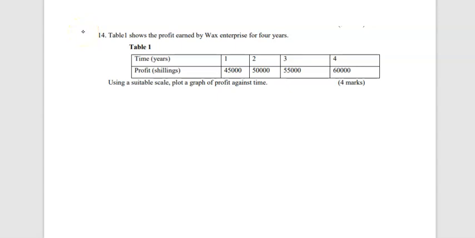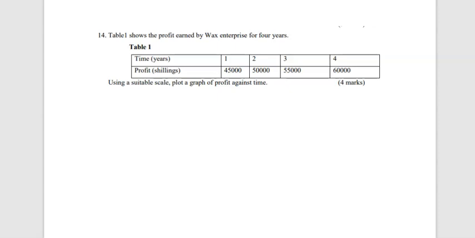Number 14, I will help you draw this graph. Then I give you 2 so that you can perfect your skill at drawing, and I'll provide the answers. Table 1 shows the profit earned by Works Enterprise for 4 years. The table has time in years 1, 2, 3, and 4, and profit in shillings 45,000, 50,000, 55,000, and 60,000.